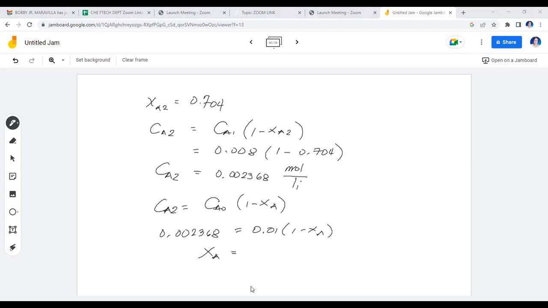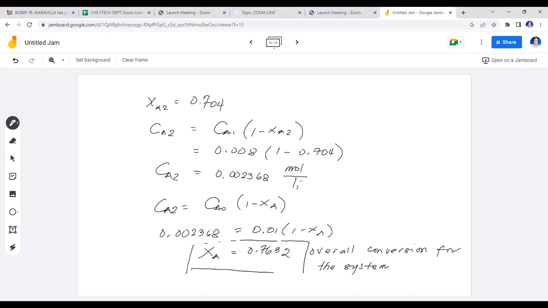So our overall conversion in this sense, wait, do you see the Jamboard? 0.7632. Okay, so this is the overall conversion for the system. So this is one answer that we need to take note of for the required.